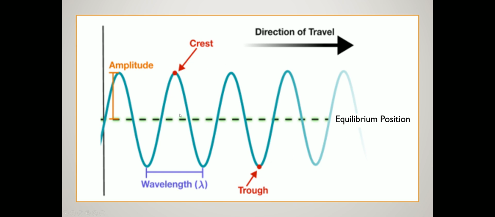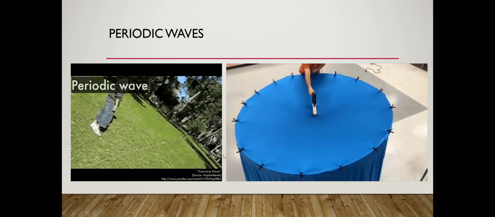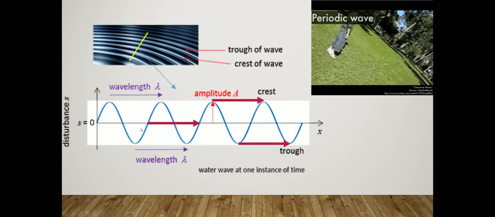I want to talk about the equilibrium position. Your amplitude is how far away it is from your equilibrium position. And your wavelength is again one wave cycle. As long as it's measuring one wave cycle, it can be drawn from anywhere.